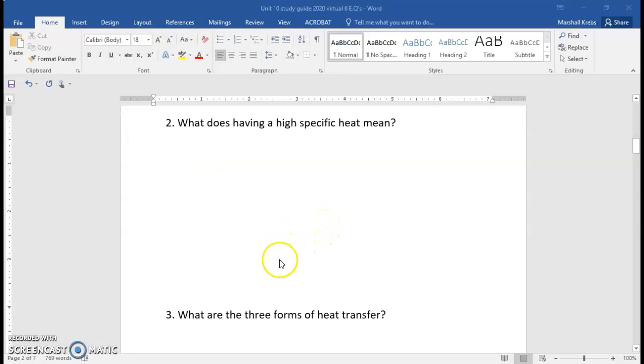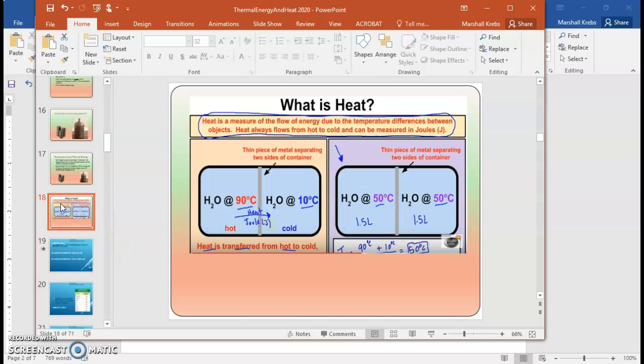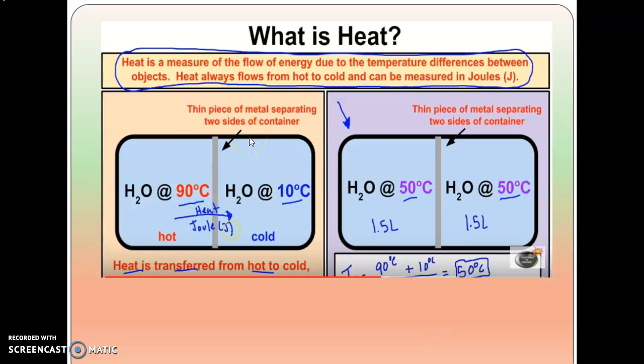Now I know that you have probably heard about the word inertia. So I'm going to back up for one moment, and we're going to talk about heat. So first of all, what is heat? If you look at the diagram on the left, we have water at 90 and we have another container of water at 10, and they're separated by a conductor. It says metal. That's to allow the heat to eventually flow. So what is heat? It is a measure of the flow of energy due to temperature differences.